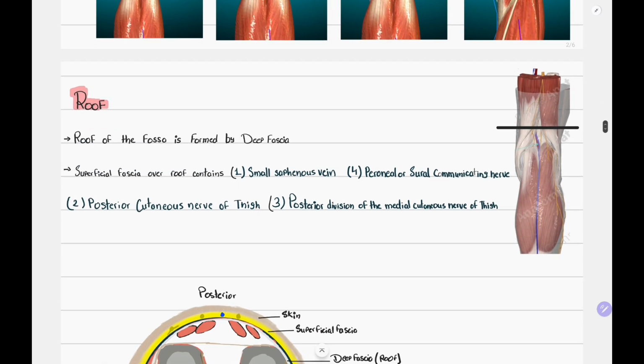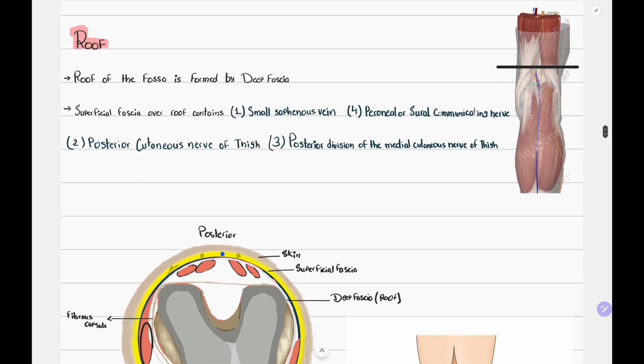Coming to the roof of the popliteal fossa, the roof of the fossa is formed by deep fascia, and superficial fascia over the roof contains the small saphenous vein, posterior cutaneous nerve of thigh, peroneal or sural communicating nerve, and posterior division of medial cutaneous nerve of thigh. So he is saying that the roof of the fossa is formed by deep fascia.